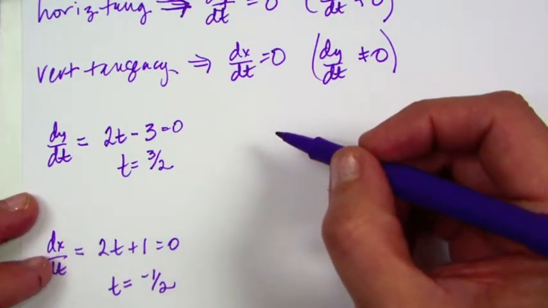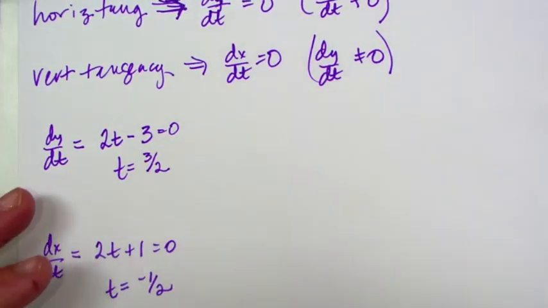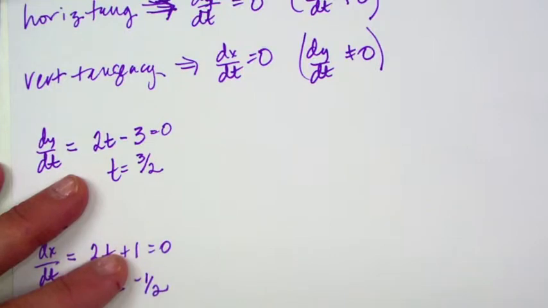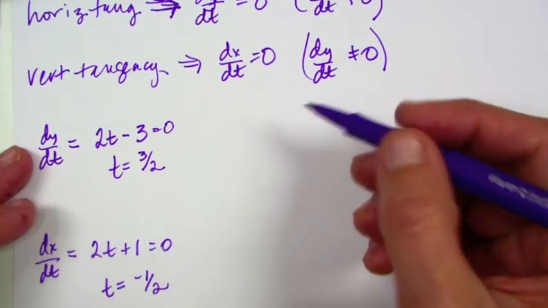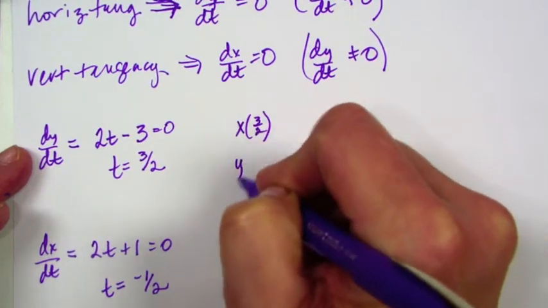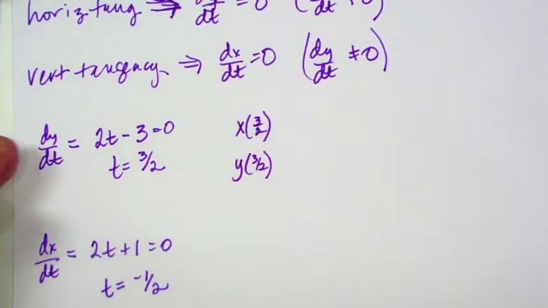Good. This would be a non-calculator question, but I'm glad that you're doing that. I mean, because we want to be able to do it. We want to be able to pull from our calculator and have a visual of what it is that we're finding. Okay? So I need x of 3/2 and I need y of 3/2, right?